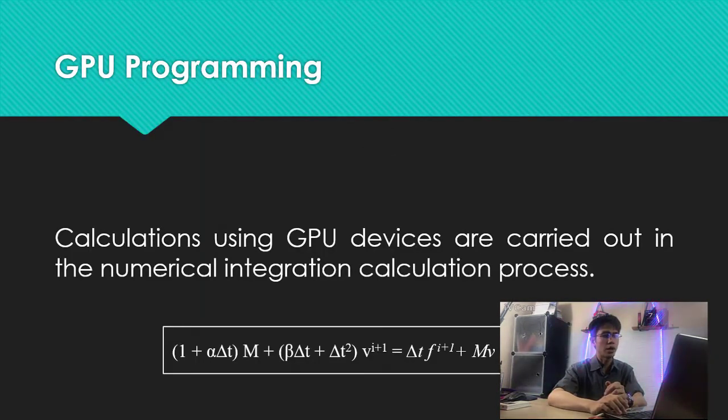So here I added some GPU programming. I calculate on the GPU device and create some numerical integration and calculation process. This is very important. In this function, as you can see in this slide, this is a very heavy calculation. If we don't use GPU parallelism, this is very heavy and will produce a very low FPS. So that is why I do some GPU programming here.